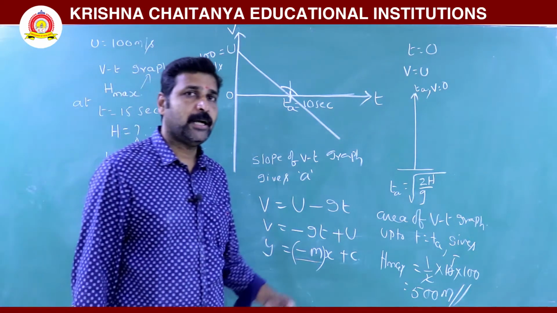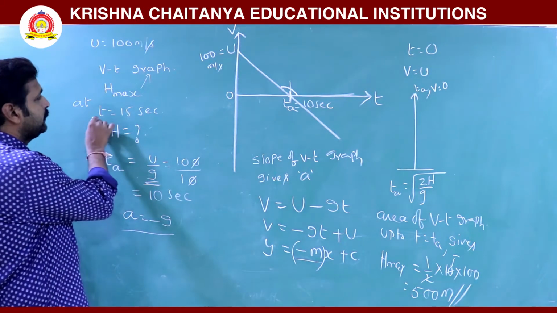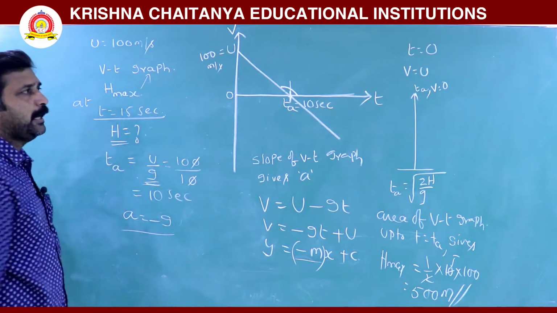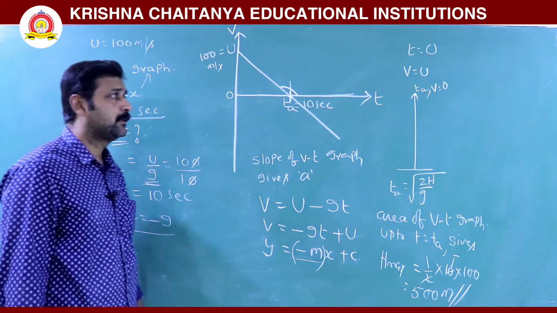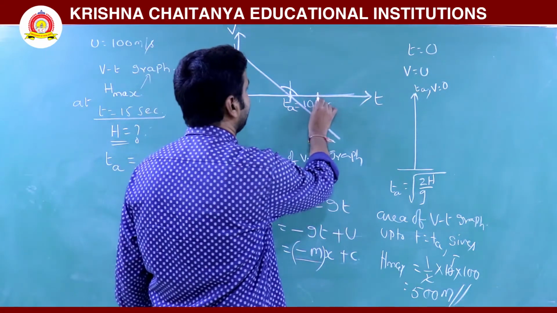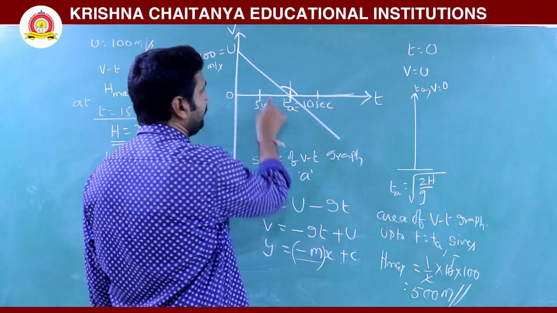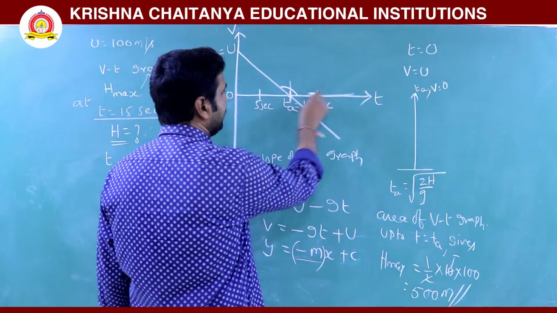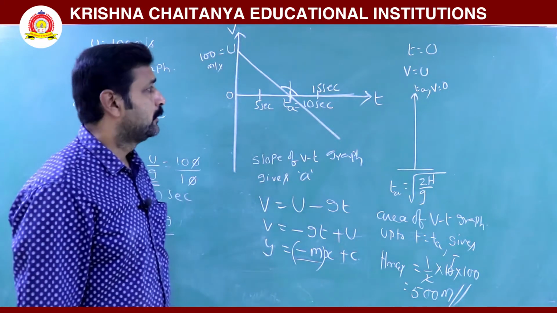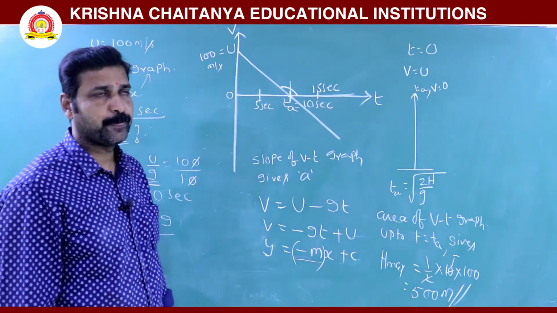Now the continuation of the question: when t is equal to 15 seconds, what is the height reached? Well, when t is equal to 15 seconds, somewhere here, since it is a straight line, we are taking time intervals equally. This is 10, then this is 15 seconds. Okay. So at that instant, what is the height reached?